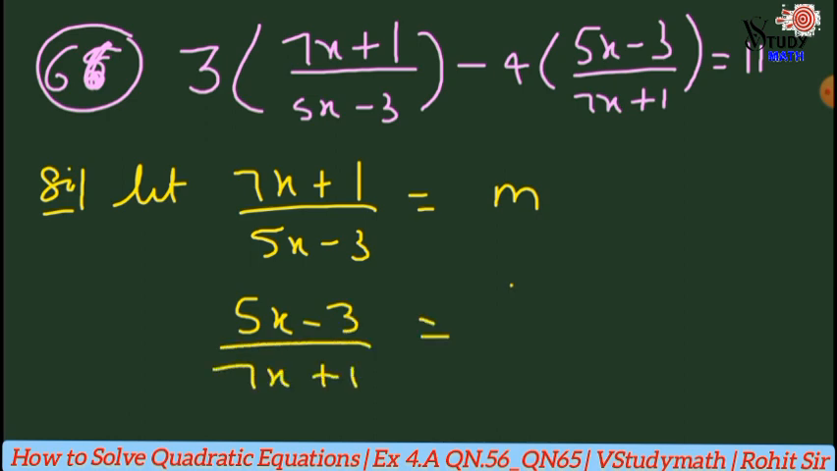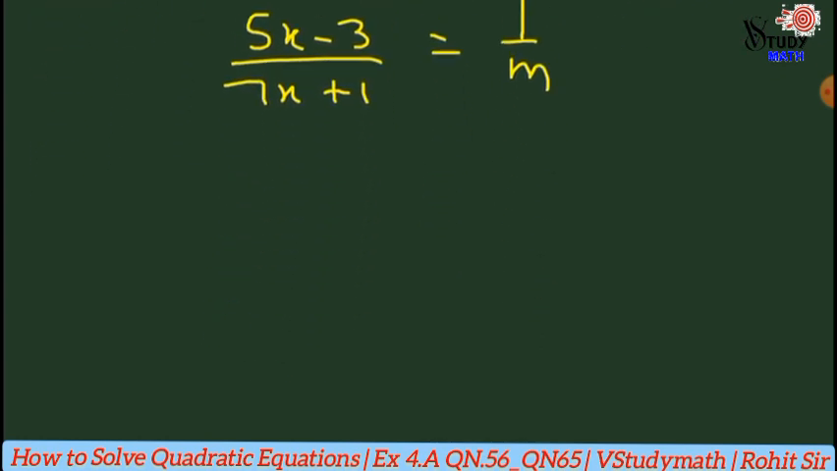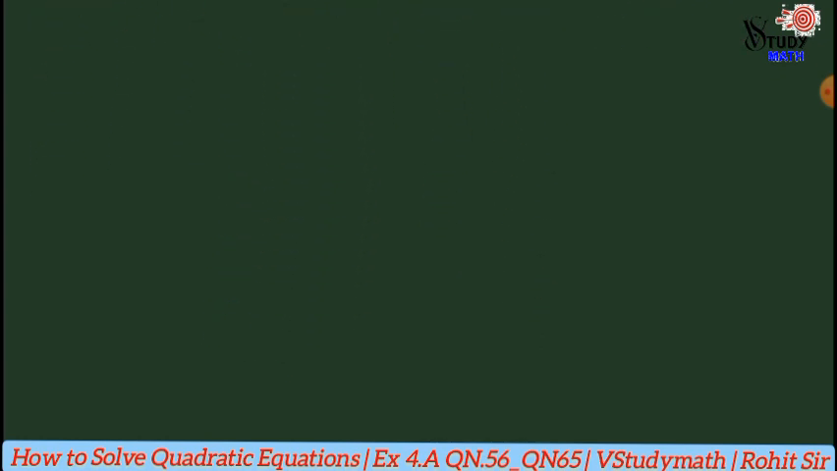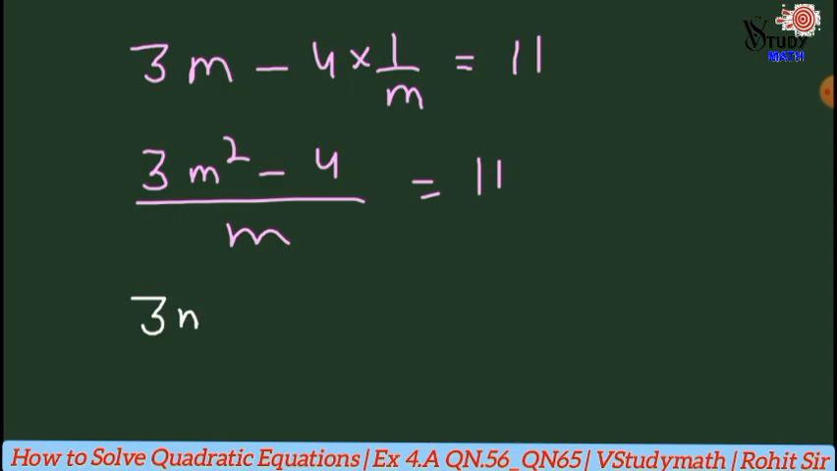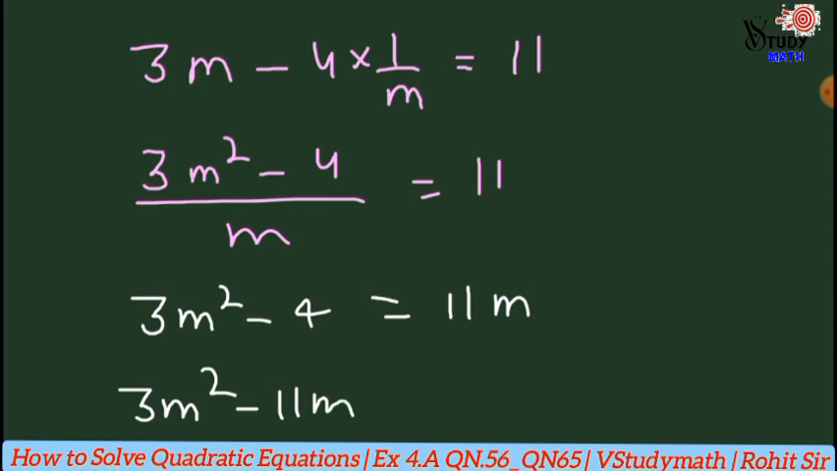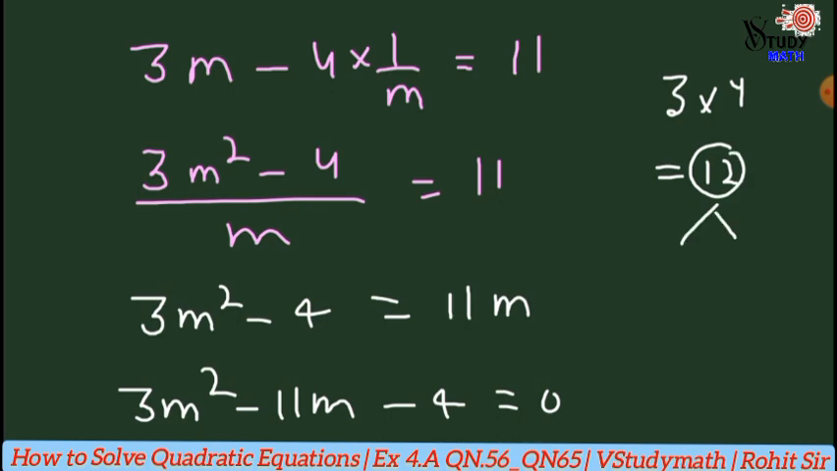Now solve this problem. Now we have 3m - 4 into 1/m is equal to 11. Now take the LCM. We have (3m² - 4)/m is equal to 11. Now cross multiplication, 3m² - 4 is equal to 11m. Now 3m² - 11m - 4 is equal to 0. When 3 is multiplied by 4, it is equal to 12. Now we have to find two factors of 12 whose subtraction is 11. So 12 and 1.